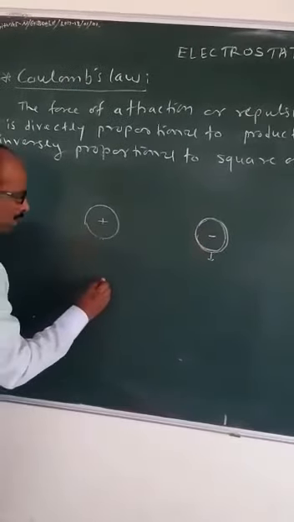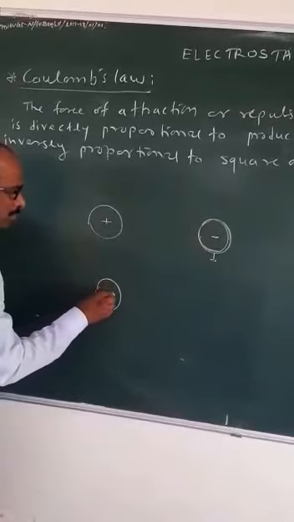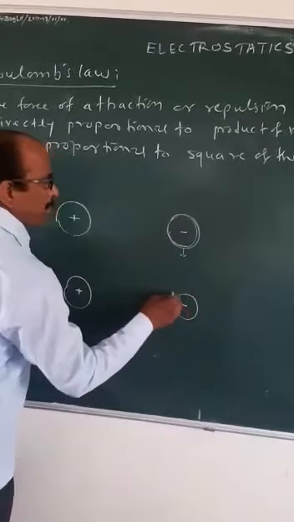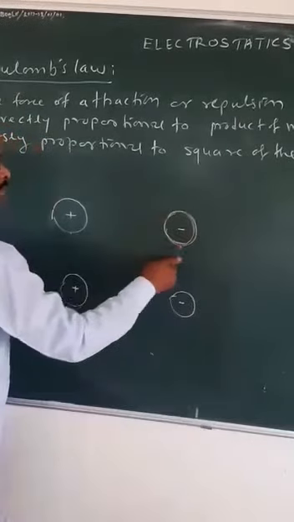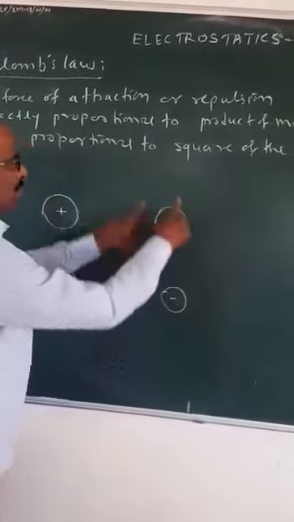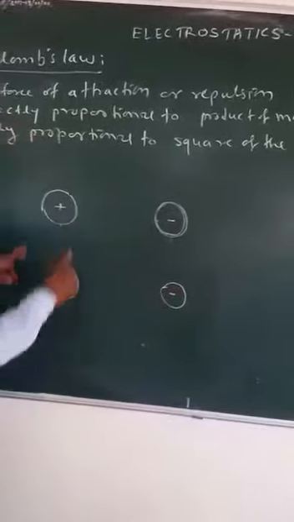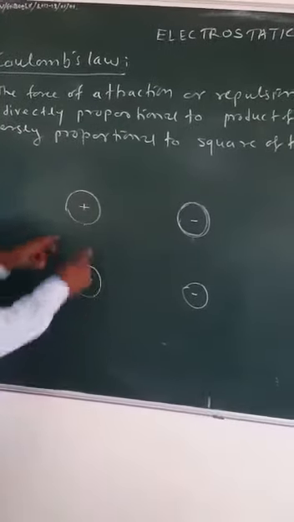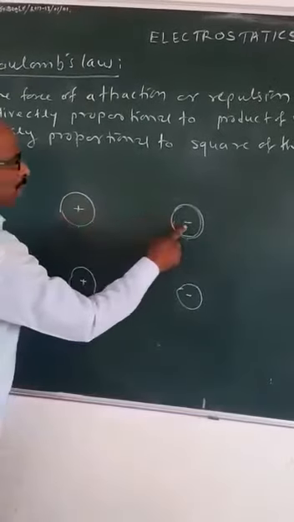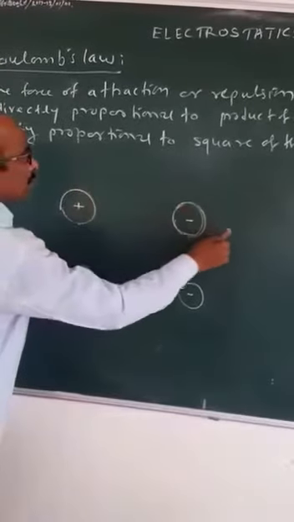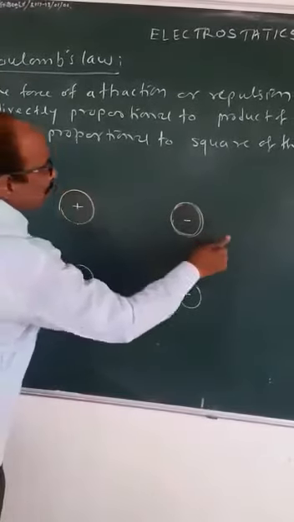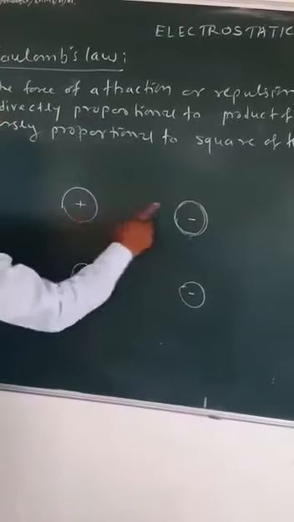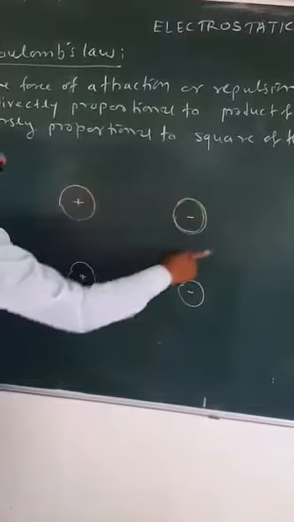Two positive charges or two negative charges are known as like charges. These two charges are like charges. One positive charge and another negative charge is called unlike charges. एक पॉजिटिव दूसरा नेगेटिव, इसको क्या बोलना है? अनलाइक चार्जेस.